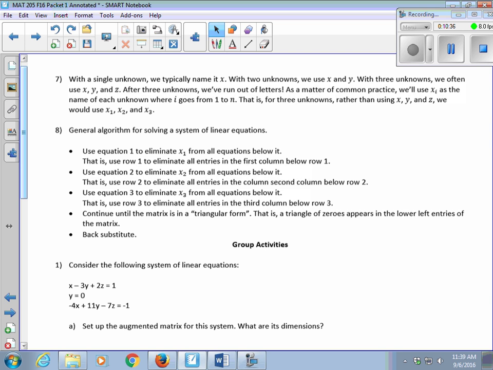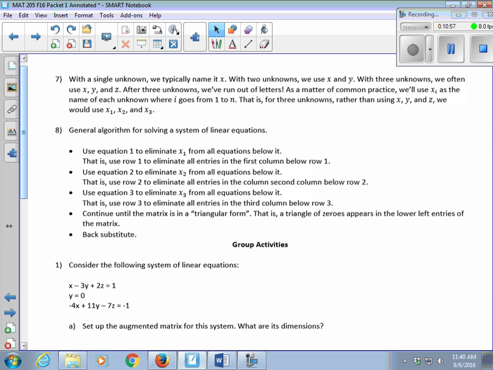Instead of naming them with different letters, we name them X sub i. And so for 3 unknowns, instead of X, Y, Z, we would use X1, X2, X3. So here's our general algorithm for solving a system of linear equations using matrices.